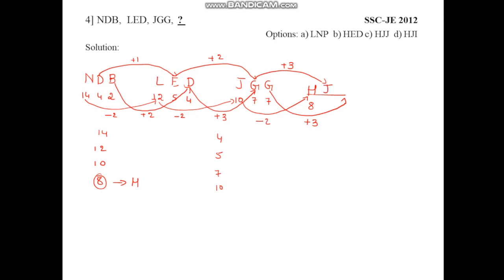Next when you talk about B to D, D to G, right? D to G. So again I have to take +3, G +3, G is 7, +3 becomes 10, that is your J. So the option is H, J, J. The answer is H, J, J. That is there in option C, H, J, J.